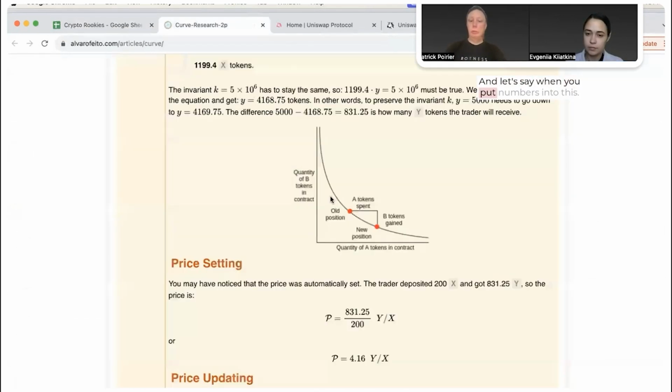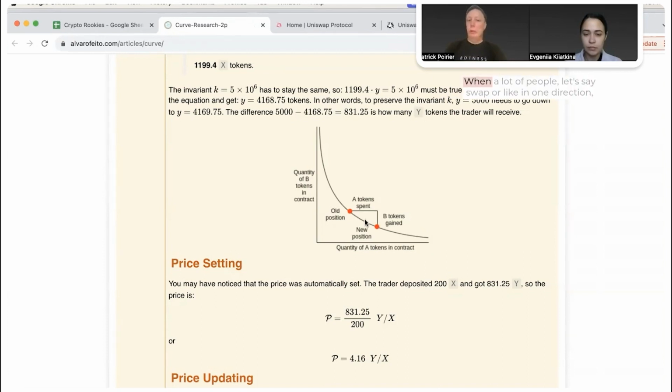When you put numbers into this, what it looks like on a graph is what we refer to as a bonding curve. This is also often called an automated market maker. The automated market maker is basically the bonding curve combined with the exchange itself, which lets you not have a market maker involved in matching transactions. It's all fully automated by a formula and by programming code.